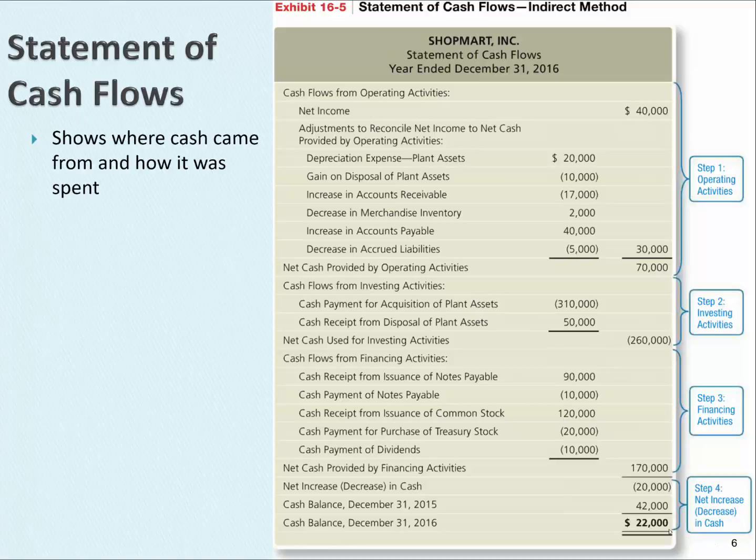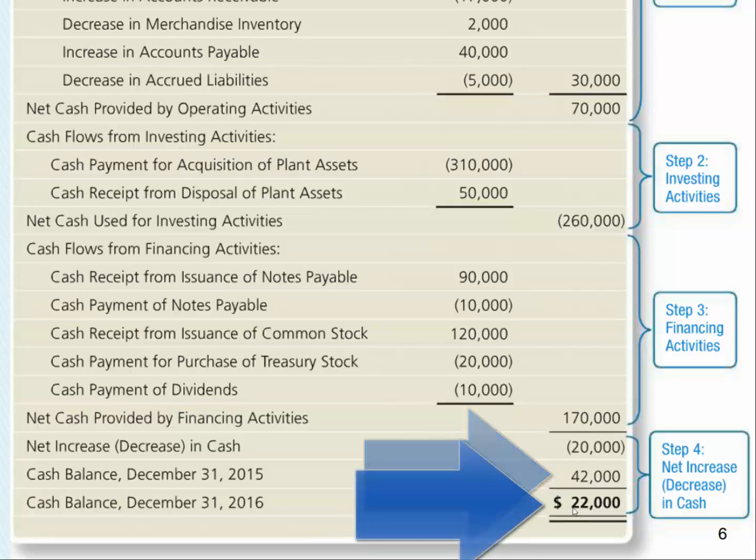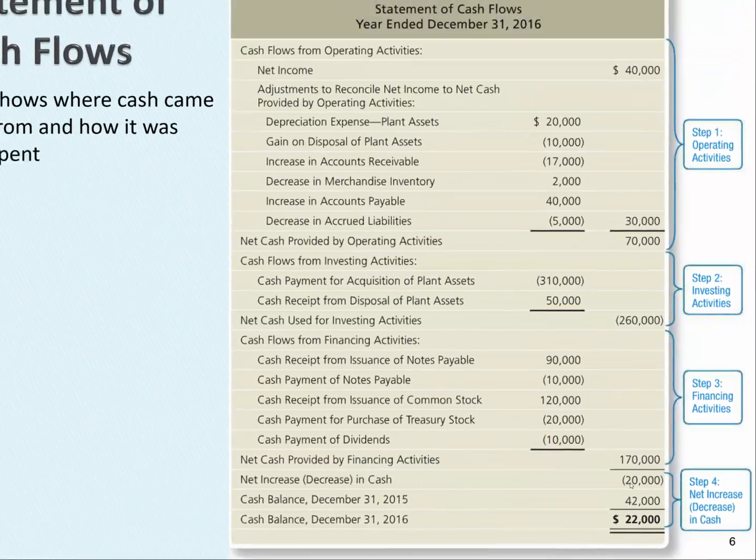Looking at the very bottom, notice that the statement shows the prior year cash balance, $42,000, and then the current year cash balance, $22,000. And up above here, it tells you the net increase or decrease. So what this statement is telling us is that the cash decreased by $20,000 this year. So why did it decrease?